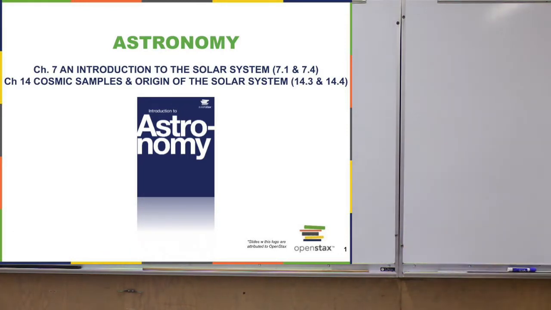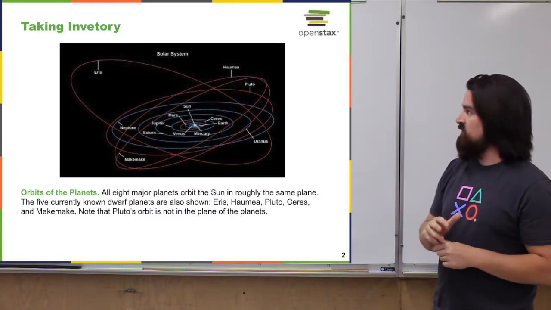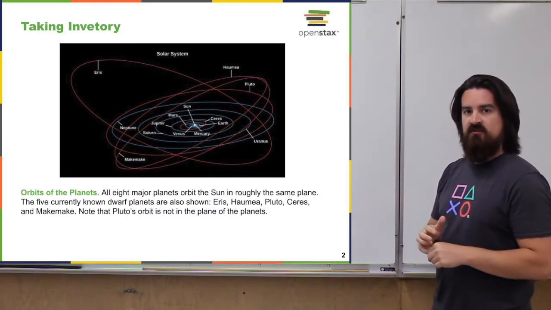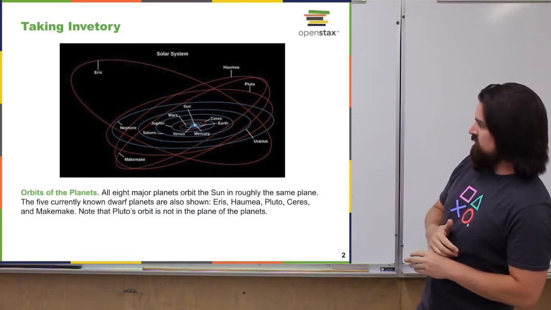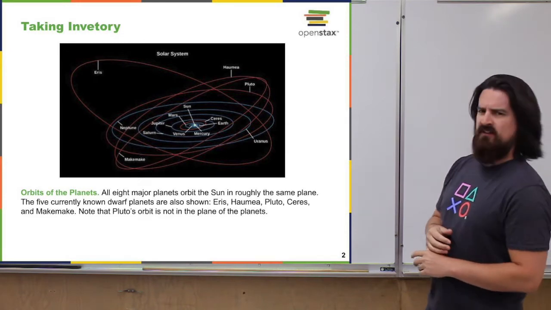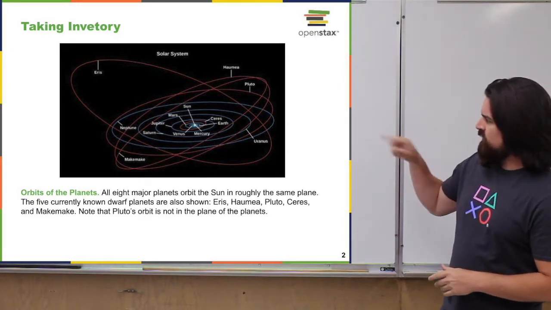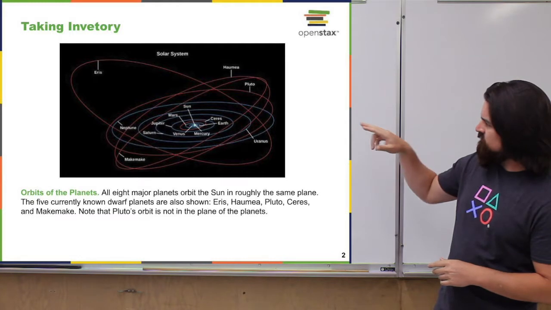Let's do it. You might know a good bit of this stuff already, but I'm just going to take inventory. What is in the solar system? At least the bigger things. So we got the sun in the center.